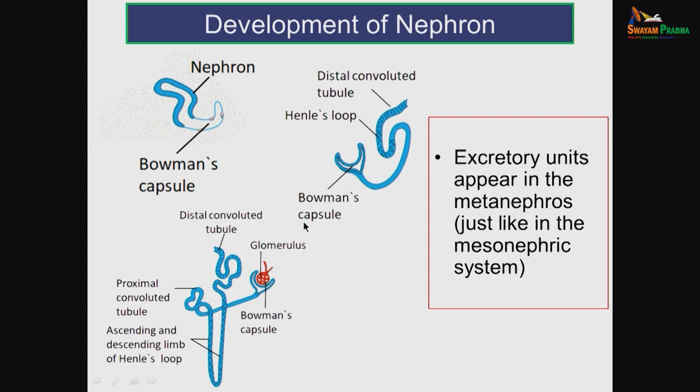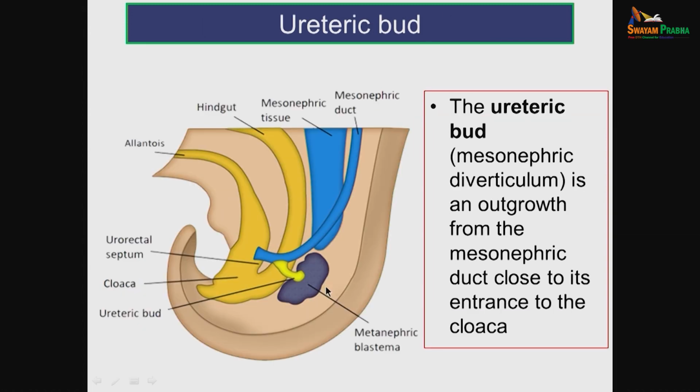So, in this metanephros, like pro and meso, as we have already told, excretory tubules start appearing, just like the mesonephric system. These are the excretory tubules which are developing, which are going to develop into parts of the nephron in humans. So, this is the metanephric blastema, which is going to give rise to parts of the nephron in humans. I told you this metanephros is forming the permanent kidney in humans. Just look at this picture, get oriented to this.